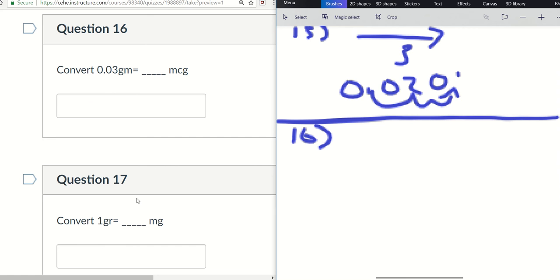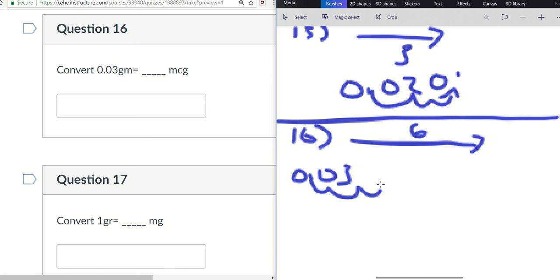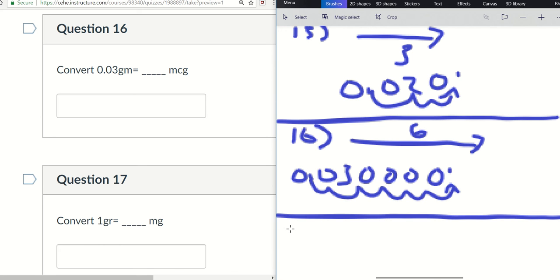Grams to mics. 6 to the right. Yeah, this time we're going 6 spaces. 0.03. 1, 2, 3, 4, 5, 6. 1, 2, 3, 4. 30,000. No commas, please, in your answer box.